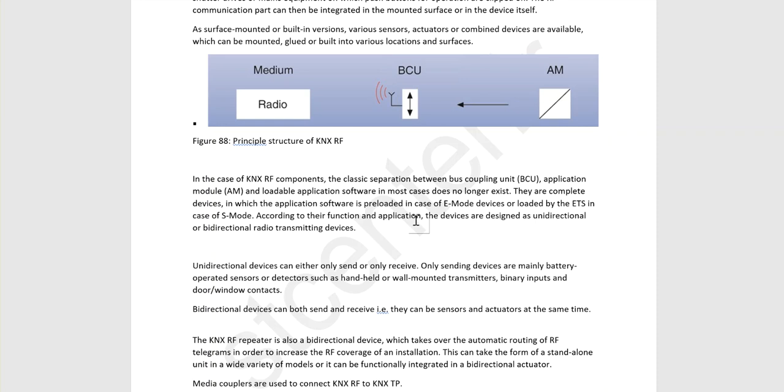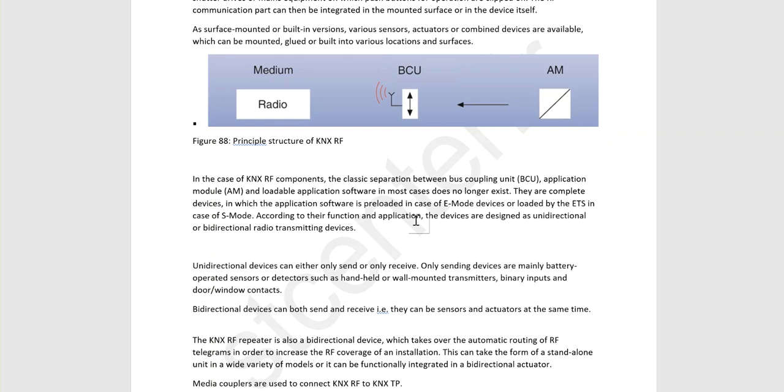You remember the bus chapter. All of them are in the same one device. They are complete devices in which the application software is preloaded in case of E-mode devices or loaded by ETS in case of S-mode devices. So here also we have the E-mode and S-mode devices.